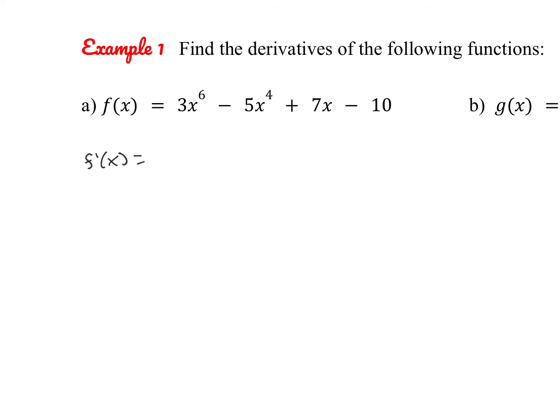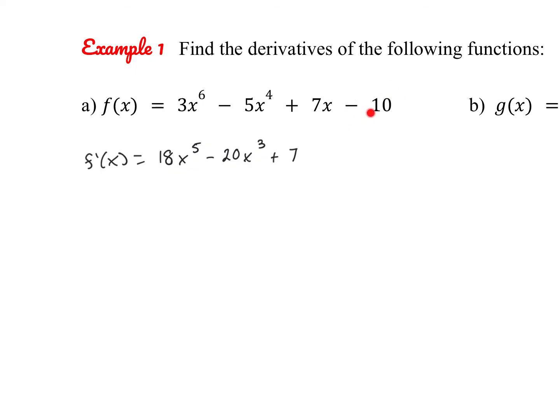So f prime. So here, I'm going to take the exponent, I'm going to multiply it out front. So this becomes 18, and then my exponent decreases by 1. So again, that's that constant multiple rule in combination with that power rule. And then here I'm going to take the 4, multiply it to the negative 5, and then my exponent decreases by 1. Here my exponent is 1, so I multiply it to the number out front, which is 7. And when my exponent decreases by 1, it just becomes 0.